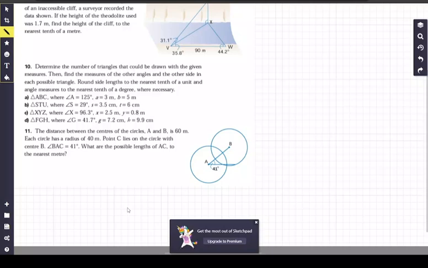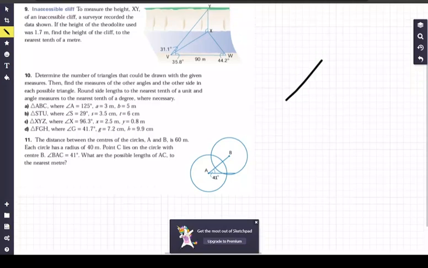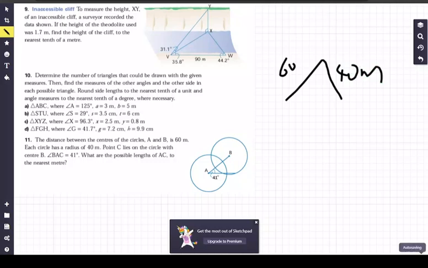Okay, so let's kind of draw this out. So this is 60, and it lies on the circle. So somewhere here, it's on C. But BC, since that's the radius, that's 40 meters. Here is 41.